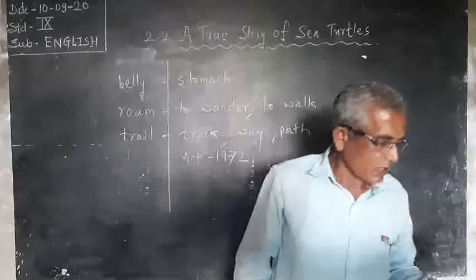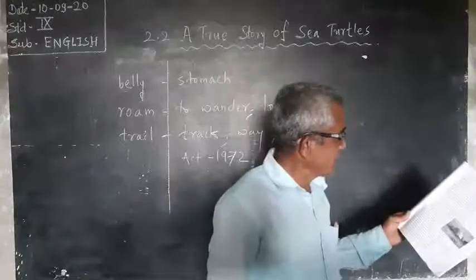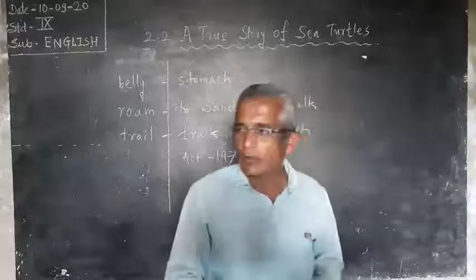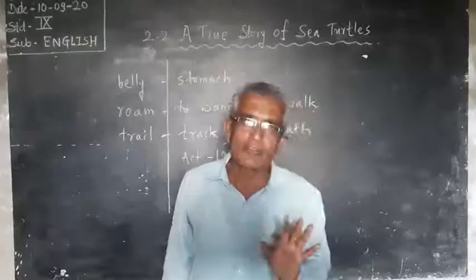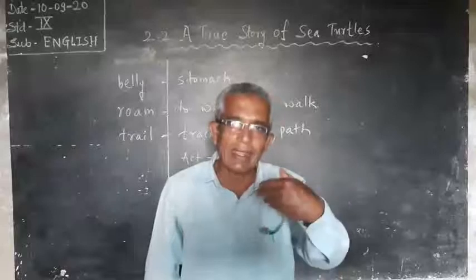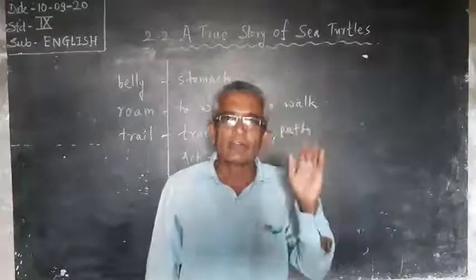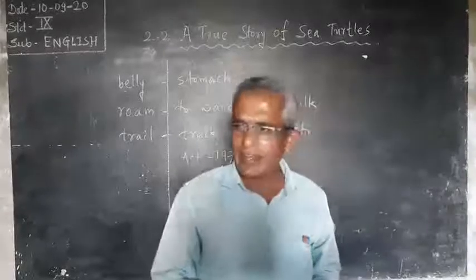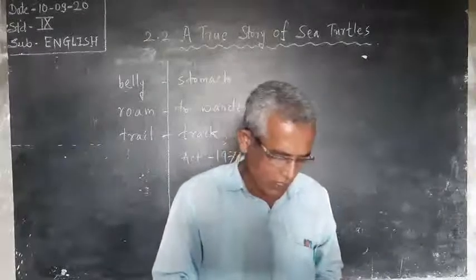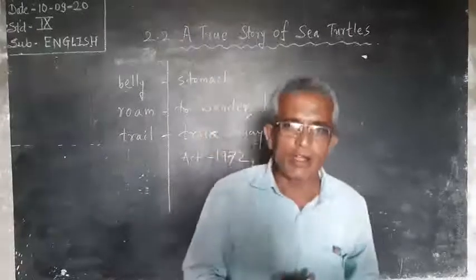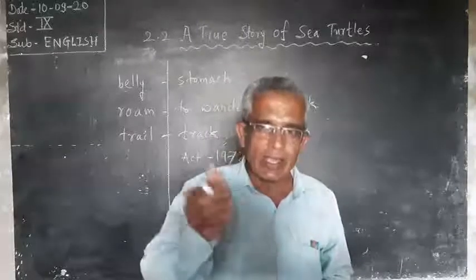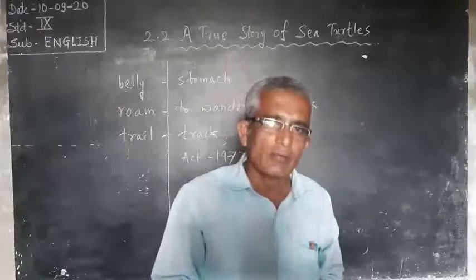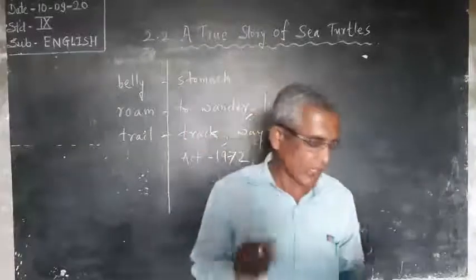Understand? Therefore, all this business of gathering turtle eggs and killing turtles is carried on in a secret, hush-hush manner. Because of the laws, what happened? Such killing, catching the turtles, and eating happens in a hush-hush manner. It means very secretly. Understand? Because the Act is there, the 1972 Act. According to the 1972 Indian Wildlife Protection Act, anyone caught killing turtles or collecting the eggs will definitely be punished. That's why such people do such things in a hush-hush manner, meaning secretly.